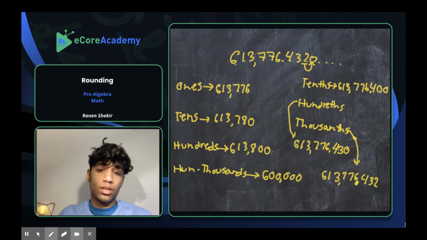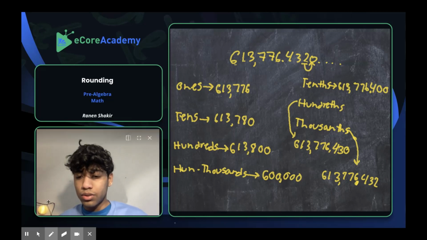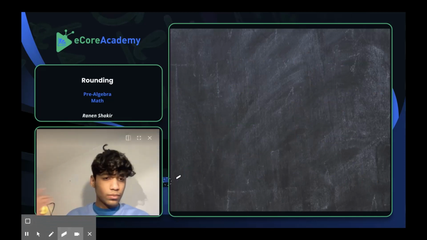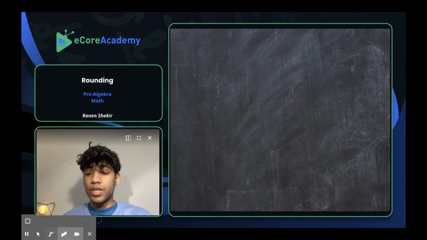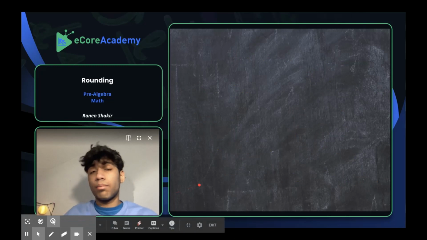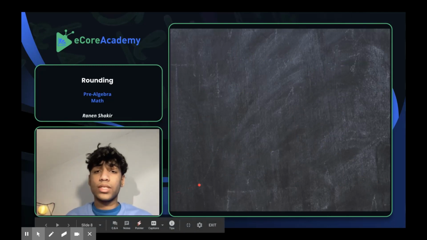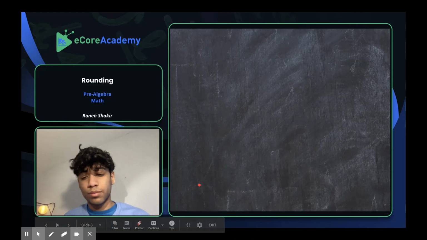So this is basically what rounding is. You just look at our numbers, we look to the right. If it's 5 or more, we raise the number we're rounding up by 1. If it's 4 or less, we keep it the same, and everything to the right becomes 0.